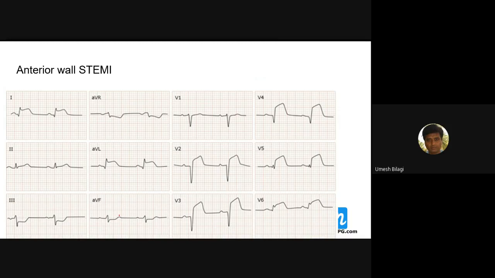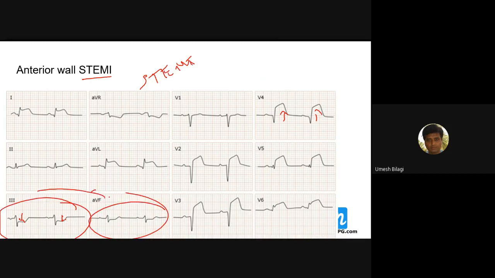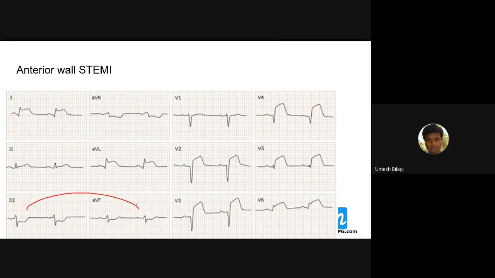So if you find ST elevation with ST depression, always go for a STEMI diagnosis. In this case, you are getting ST elevation here and, of course, ST depression there. Still you should call it STEMI only. These ST depressions are called reciprocal changes, or ischemia at a distance.